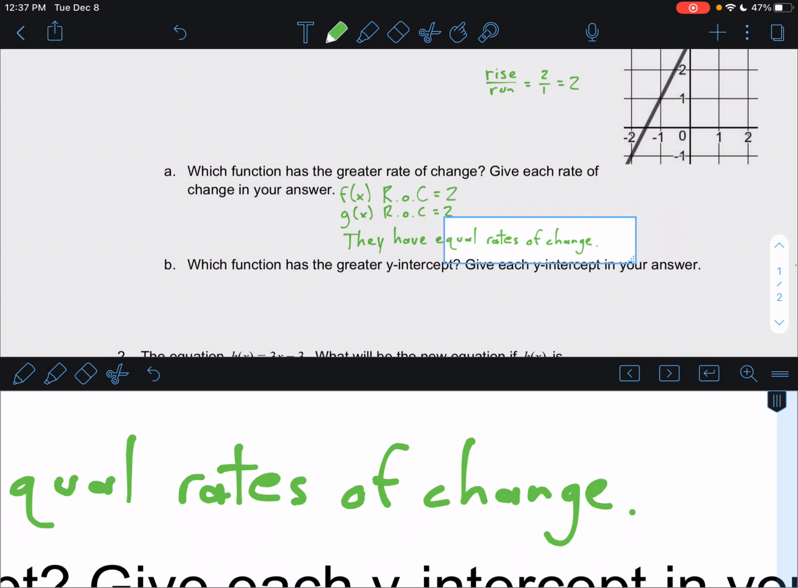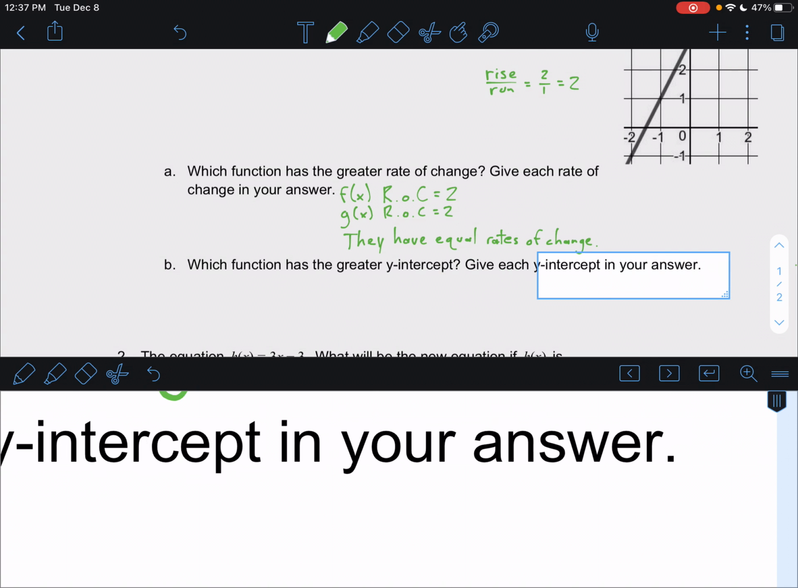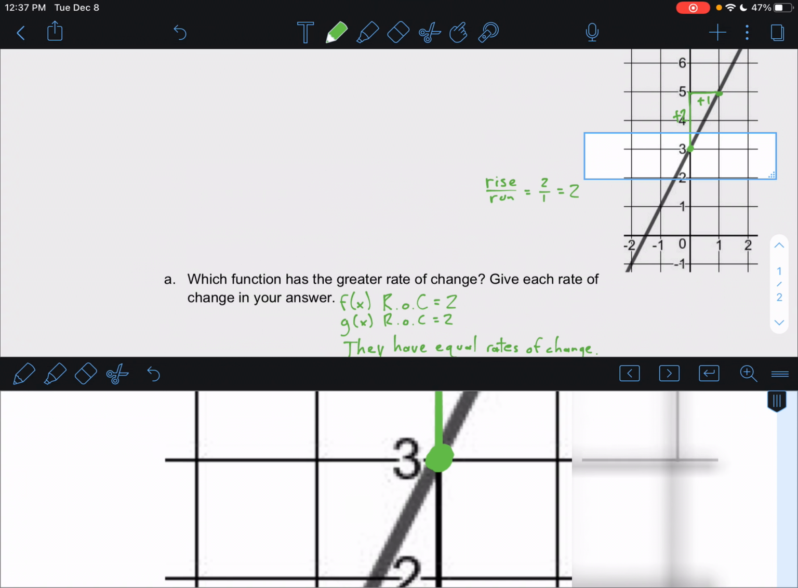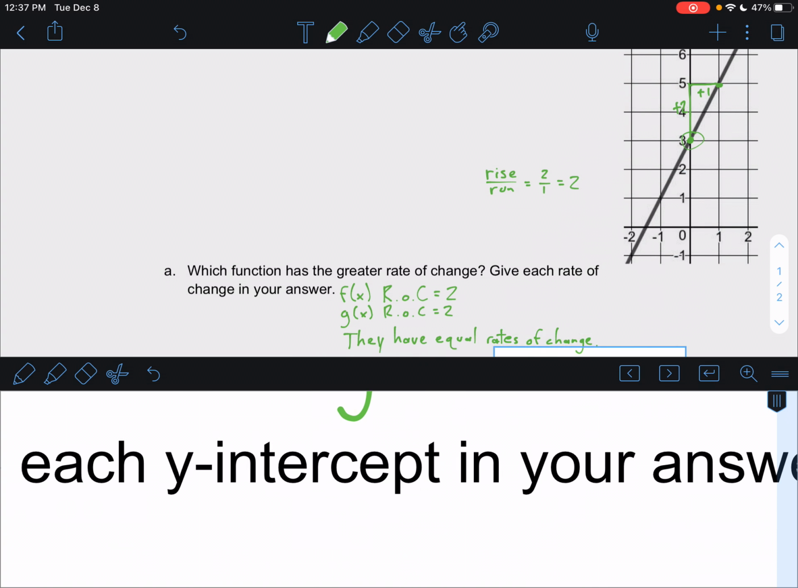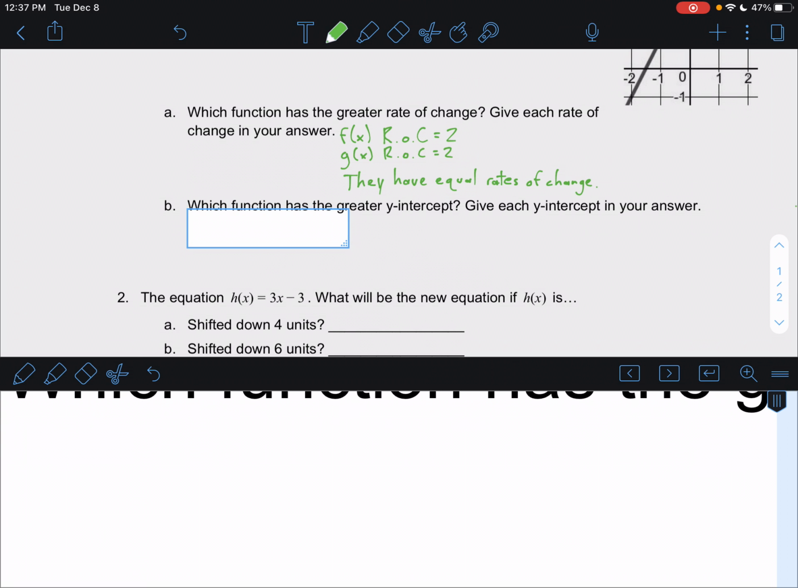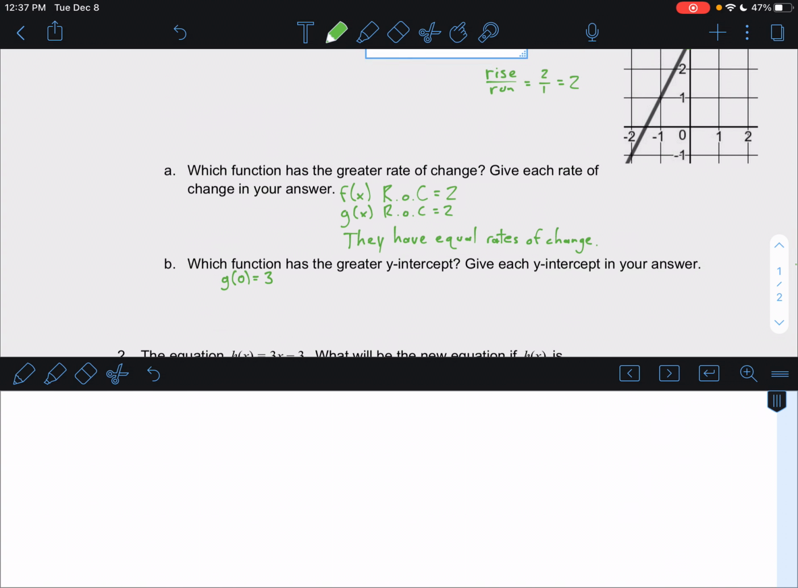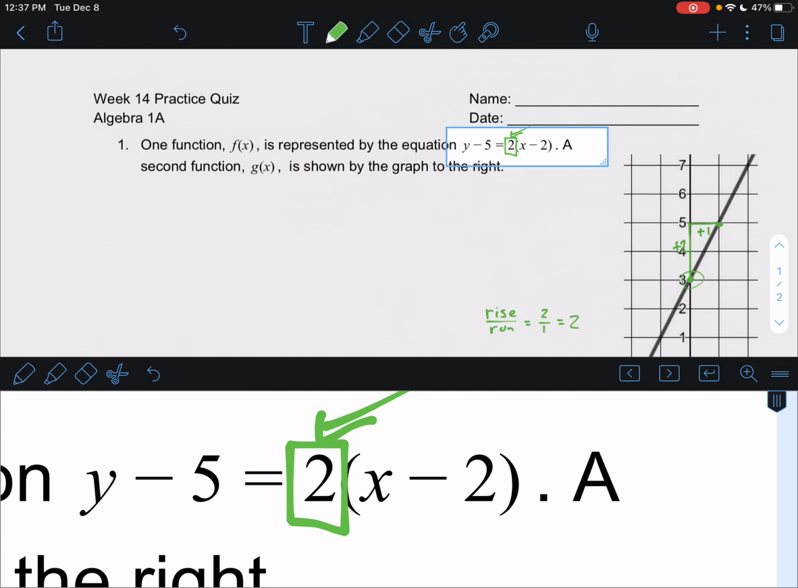And it also asks, which one has the greater y-intercept? Give each y-intercept in your answer. Well, from the graph, the y-intercept is easy to find. It's just where it crosses the y-axis. So it's at 3. Actually, the y-intercept is also when x equals 0. So instead of saying the y-intercept of g of x, I can just say g of 0, which is going to be 3 here because that's where it crossed the y-axis. And f of 0, because the y-intercept is where x equals 0, so I'm just going to plug in 0 for x.